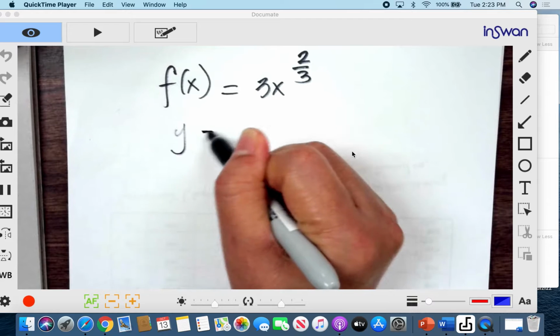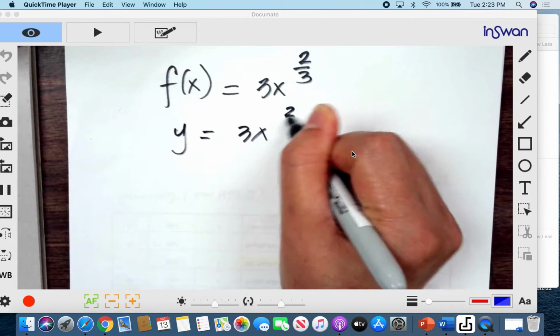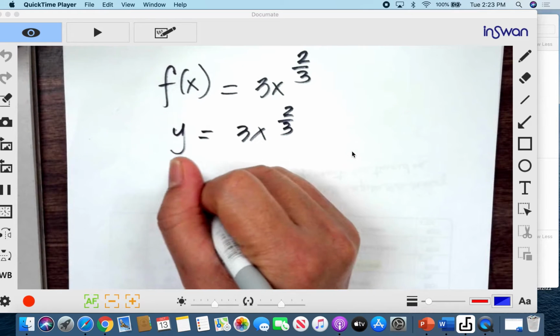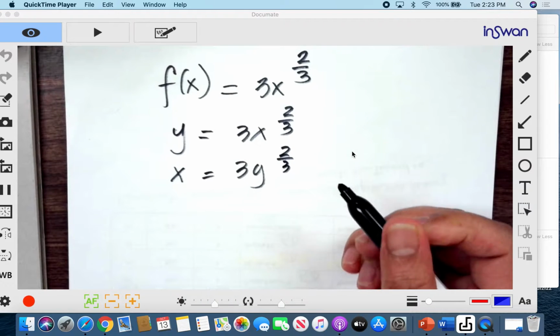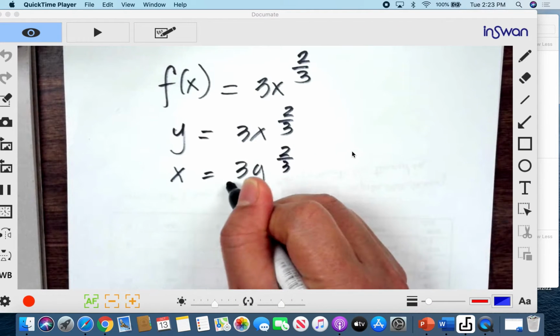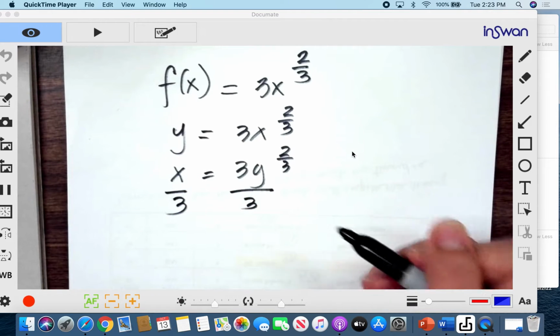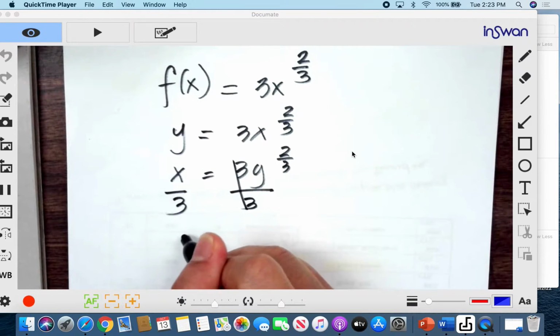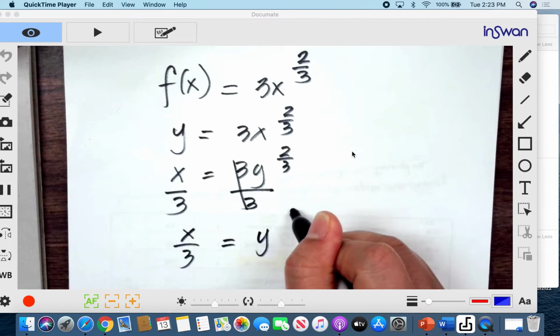So we follow the same procedure. y is equivalent to 3x raised to 2/3. And then switch x and y: x equals 3y raised to 2/3. Then after that, we need to isolate y, so we don't need this 3. We will divide it to both sides of the equation. And so you will have now x over 3 is equal to y raised to 2/3.